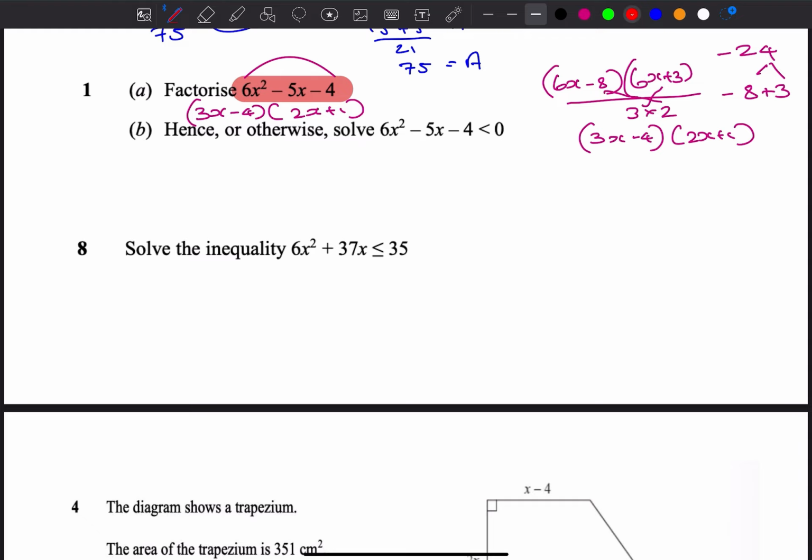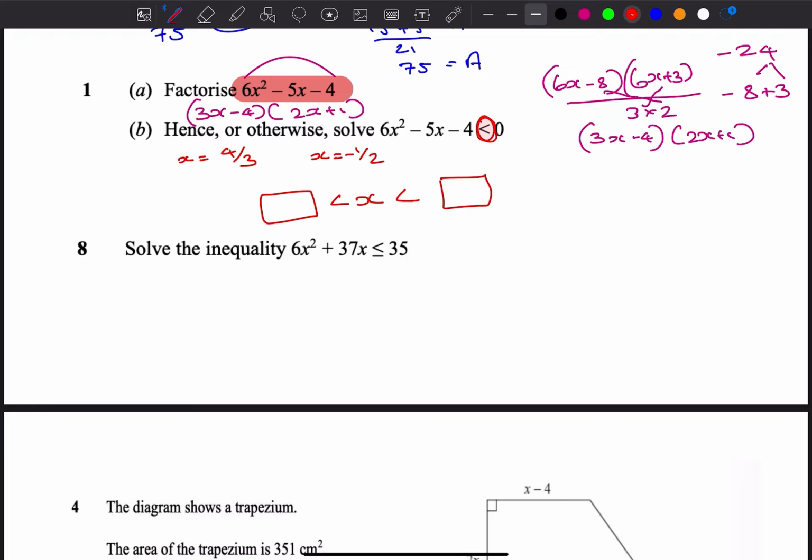You want to solve it. If you do it, x is positive 4 over 3 and x is minus 1 over 2. Look at this sign. The only way your answers are going to go is x is greater than, less than. The smallest number comes here, the biggest number comes here. You don't need to draw a box, but I'm just drawing a box to show you. That's how the answer should look for this sign.